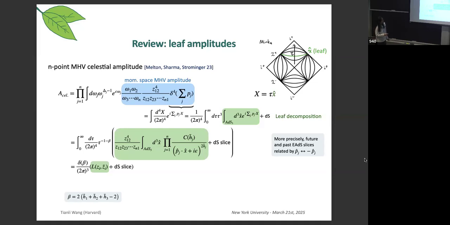So now the integral factorizes nicely. We have a part over tau and another part on one unit ADS slice. These z factors just come along for the ride. And it turns out that we can do the tau integral and obtain a delta function in beta, and the rest is our leaf amplitude.